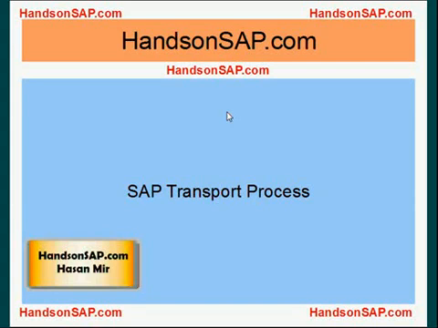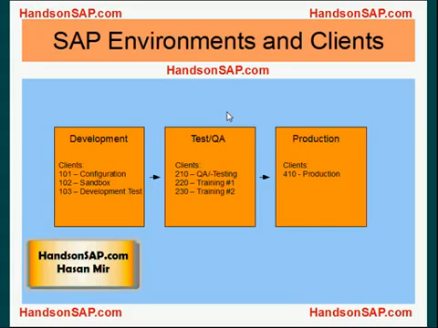In this tutorial, I'm going to talk about the SAP transport process. So we already know that in a company we have three boxes: development box, test or QA box, and production box. And within the dev box we have multiple clients, usually configuration, sandbox, and development test. In a test box we have a QA test client and some training client. In production we have one client called production.